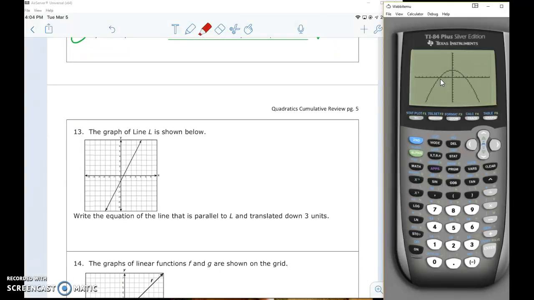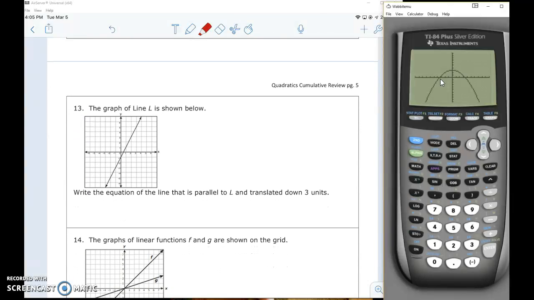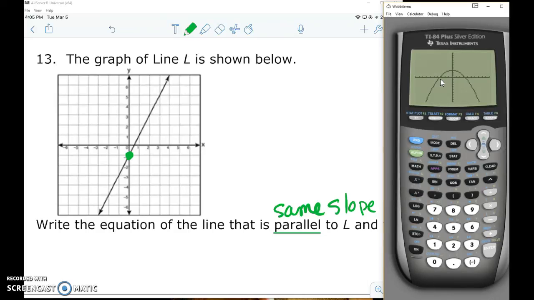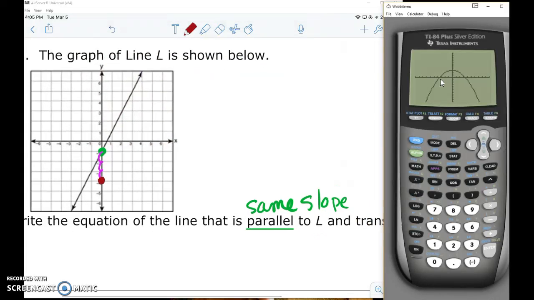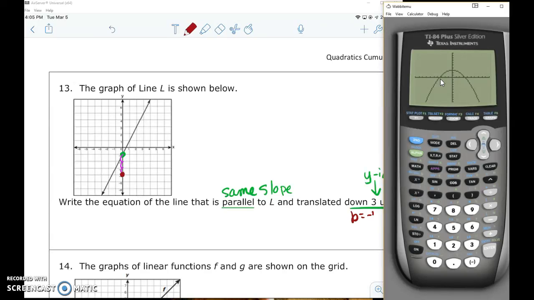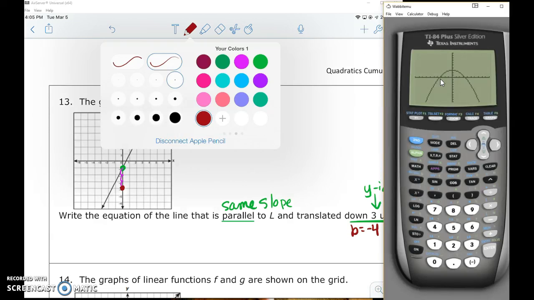Moving on to number 13. The graph of line L is shown. Write the equation of the line that is parallel to L and translated down 3 units. Parallel means that our slope is the same. Translated down 3 units means our y-intercept goes down 3. So my y-intercept of this graph is at negative 1. I'm going to go down 3 and put my new graph. My new y-intercept is negative 4. And then I need to find my slope.